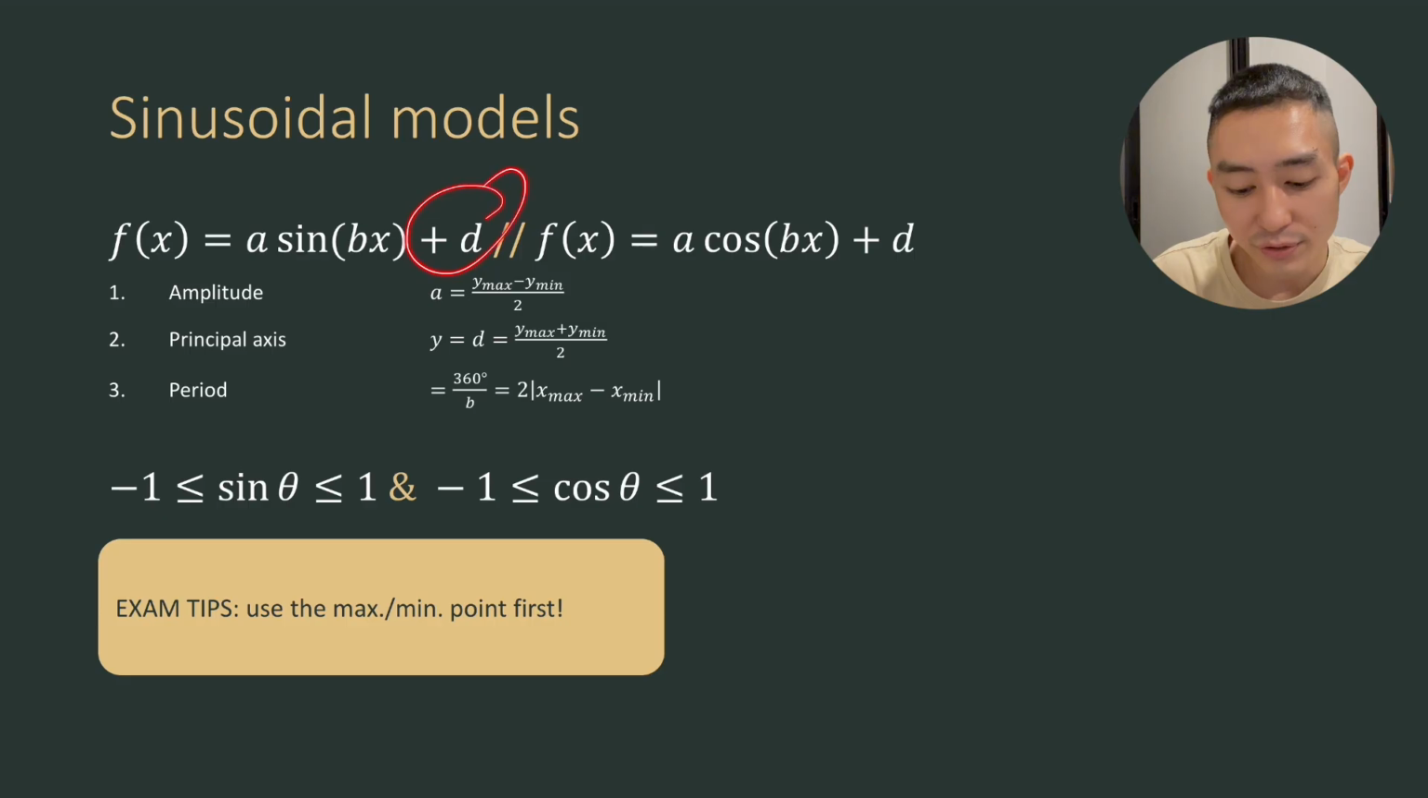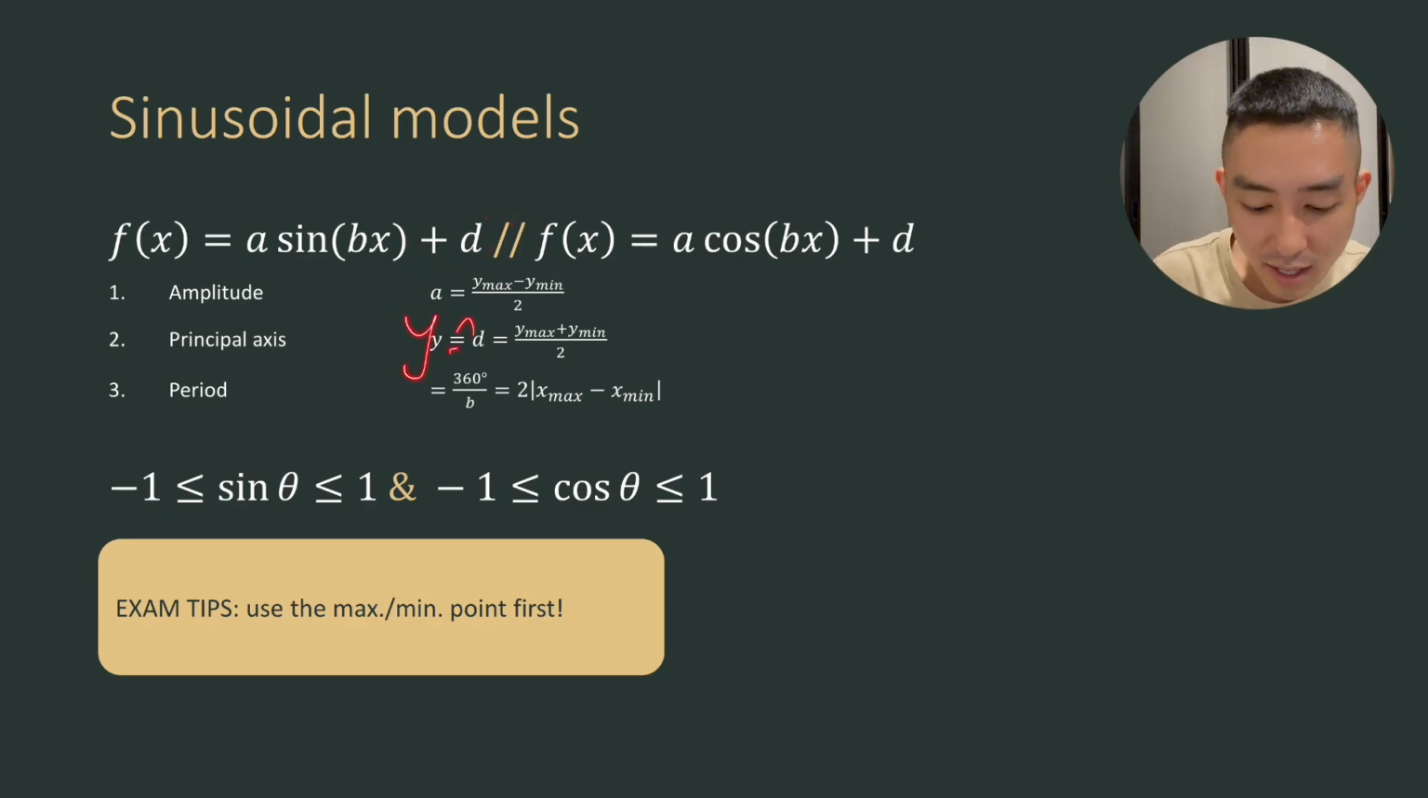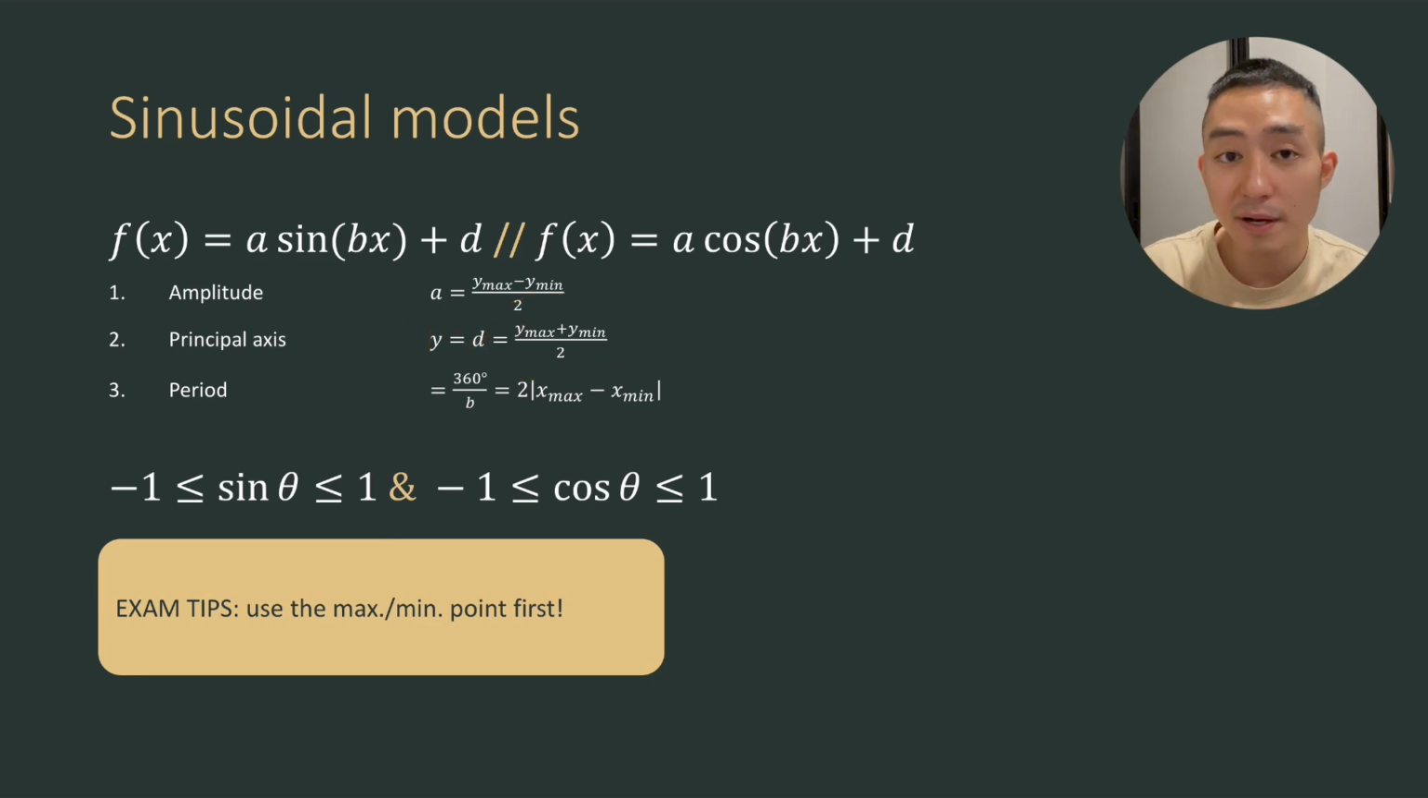And that's where you also get the constant d. The principal axis equation is y equals this value. And for the period, the duration of a period is given by 360 degrees over the constant b. Or if you don't get much information, but you can see where the max and the minimum are, you can subtract them with the absolute value brackets and multiply that by 2. Because one period means it's from maximum to maximum or minimum to minimum.